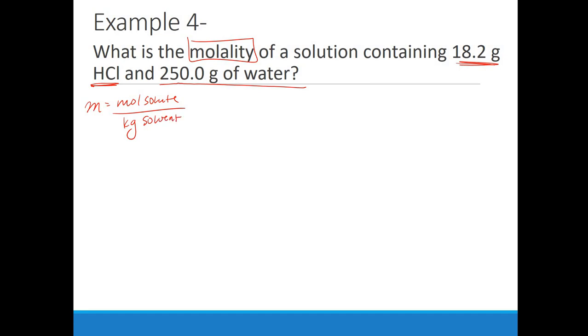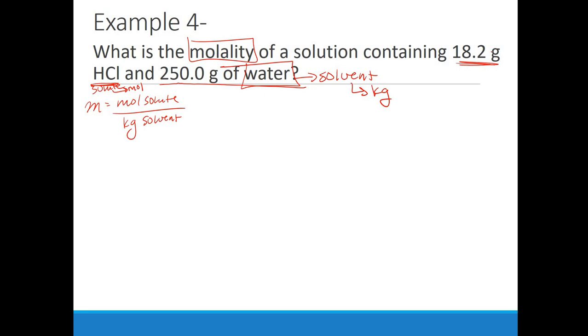So remember, the solute is the thing being dissolved. The solvent's the thing doing the dissolving. Well, one of these is our universal solvent. Okay, it's not HCl, it's water. So water always is our solvent, which means that HCl must be our solute. So we know that the HCl has to be turned into moles, and the solvent has to be turned into kilograms in order to plug it into our equation.